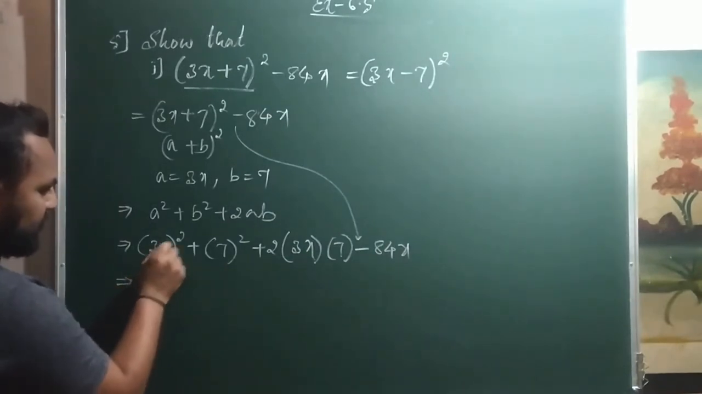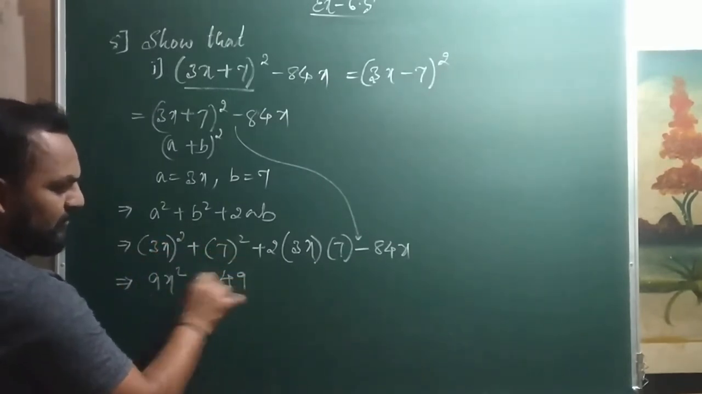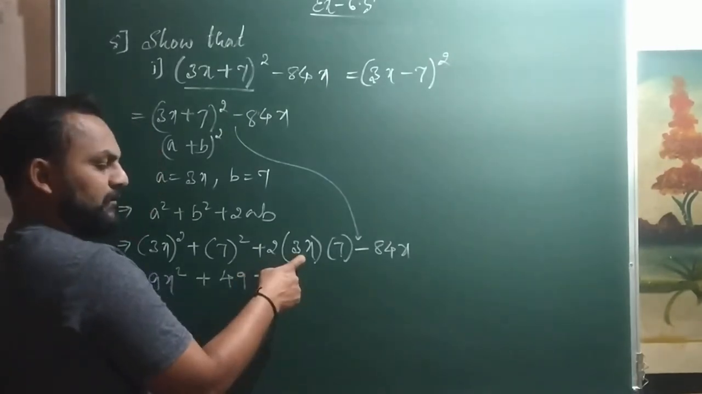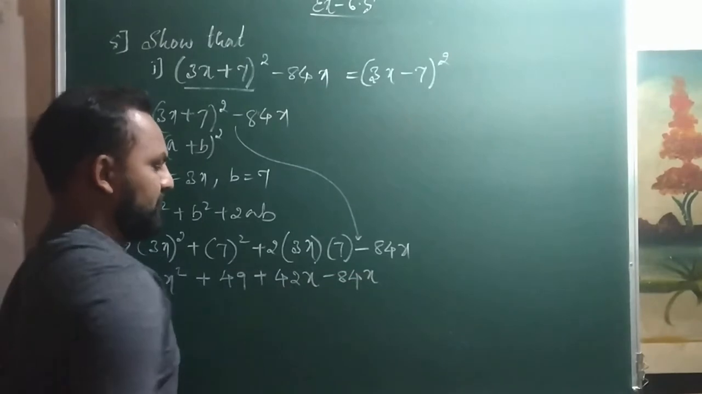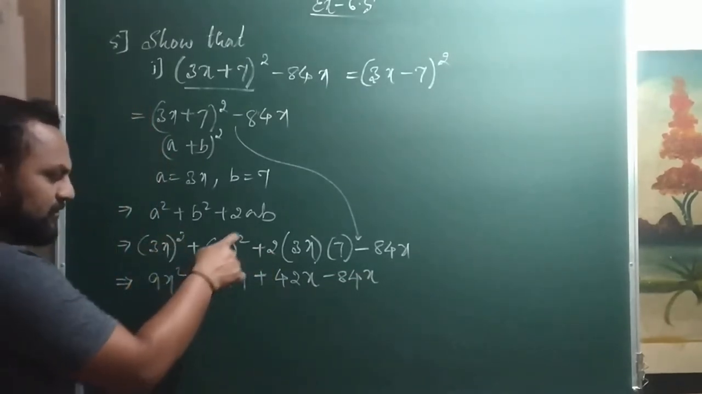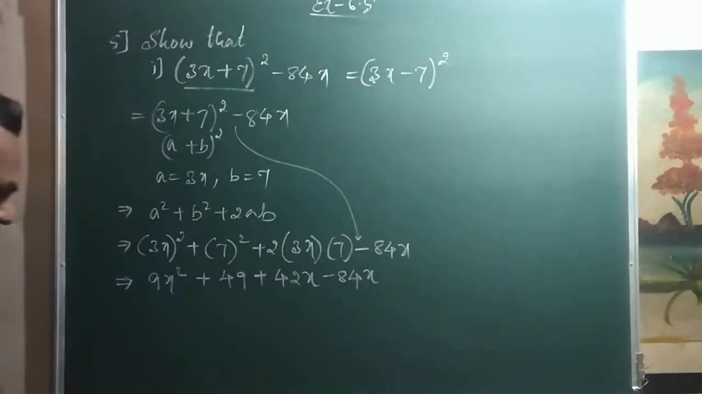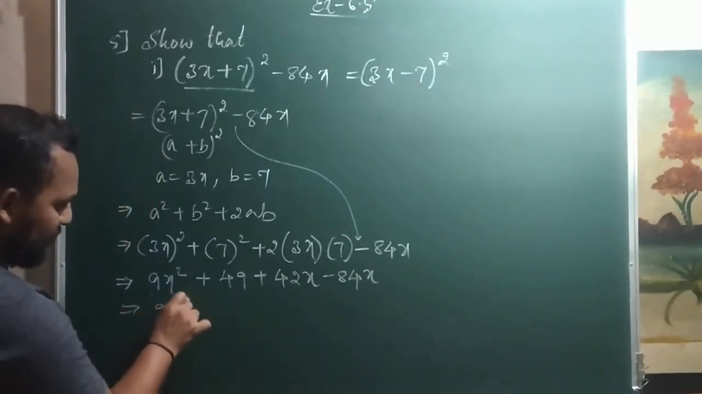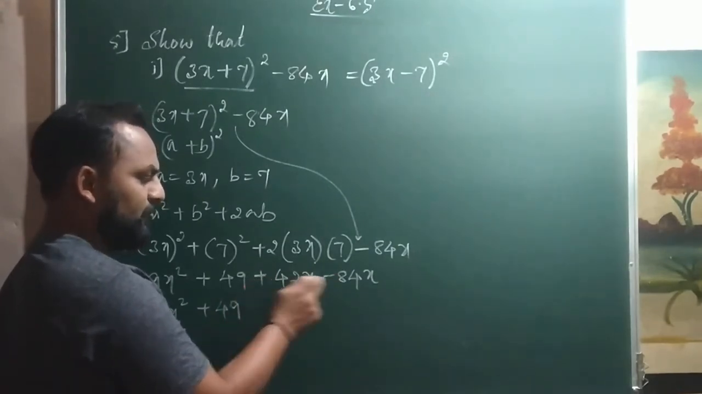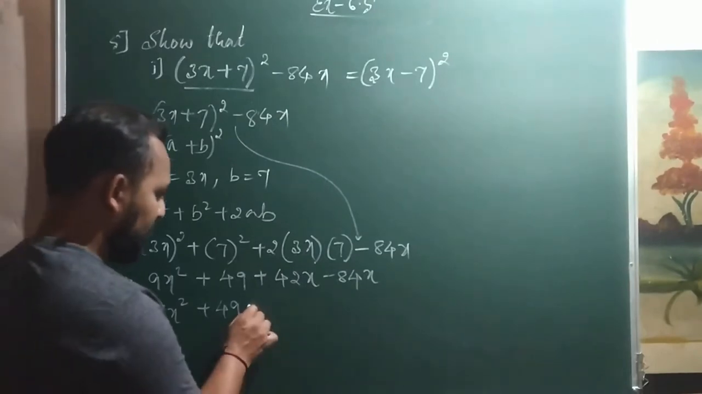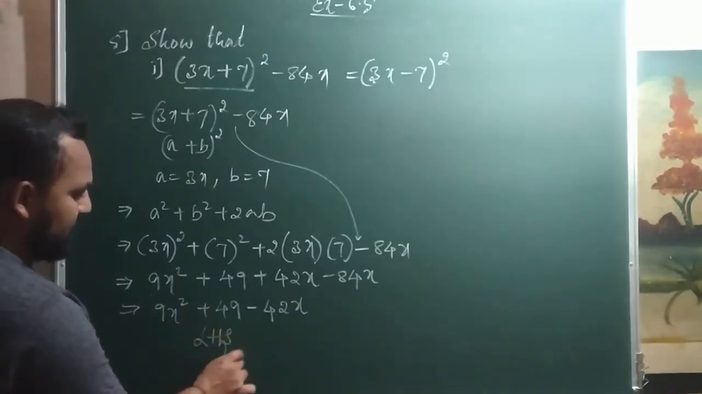Here, (3x)² means 9x², 3 square is 9. Then 7 square is 49. Plus 2 into 3 is 6, 6 into 7 is 42x, minus 84x. So 9x² + 49 + 42x − 84x. Plus 42 and minus 84 is minus 42x. This is the LHS: 9x² + 49 − 42x.